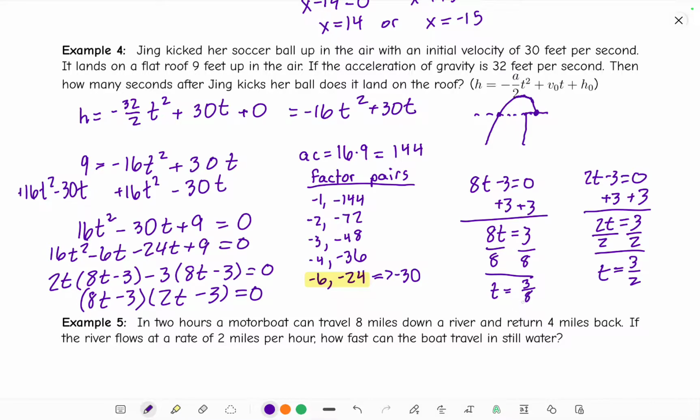Well, 3/8 is less than 1. 3/2 is more than 1. So the second time is 3/2. So t equals 3/2, or 1.5 seconds.